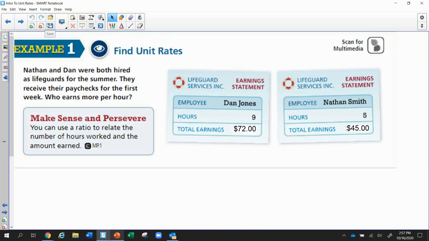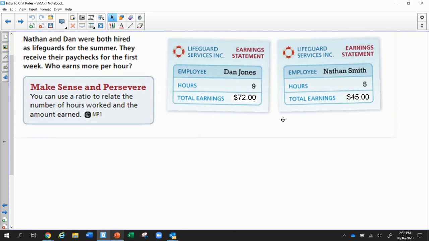So here's some examples of finding unit rates and why they're important to be able to find. Example 1, Nathan and Dan were both hired as lifeguards for the summer. They received their paychecks for the first week. Who earns more per hour? So Dan, he works 9 hours and earns $72. Nathan works 5 hours and earns $45. Well, right now, obviously Dan made more money overall, but he also worked longer. So we're going to see who makes more per hour.